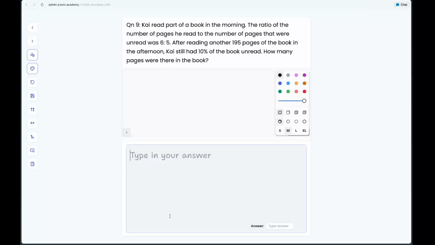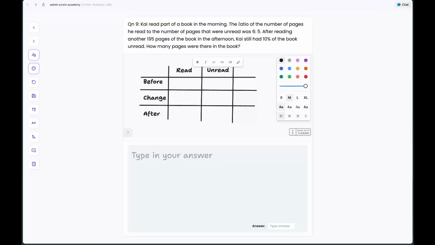So this is a typical ratio problem. From the question, the ratio of pages that is read to unread was 6:5. So we're going to write 6 and 5 over here. Then the next part is what has changed after reading another 195 pages in the afternoon. That means he read 195, but that also means the unread is minus 195, because it is the same number of pages in the book. And lastly, Kai still had 10% of the book unread.